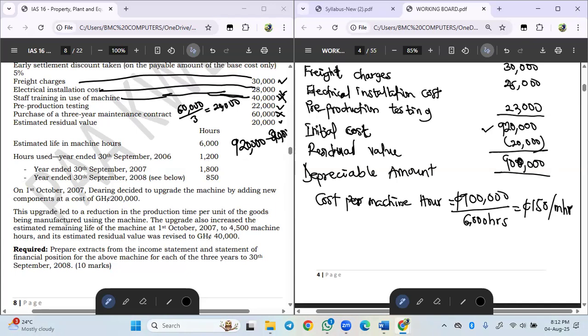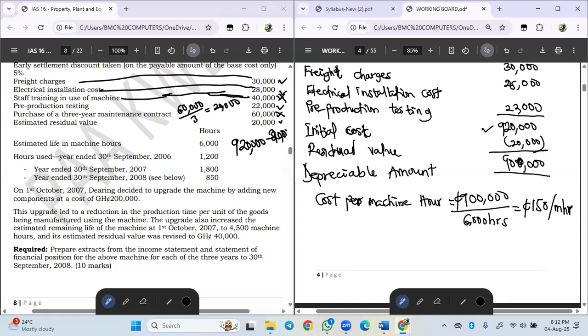And the depreciable amount is 900,000. The total useful life of that machine is what? 6,000 hours. So just divide 900,000 by what? 6,000 hours. And it will give you 150 cedis per machine hour. So every hour you are incurring what? 150 cedis of what? Depreciation. So the depreciation charge per hour is 150 cedis.